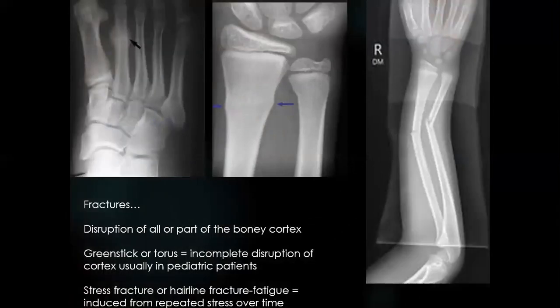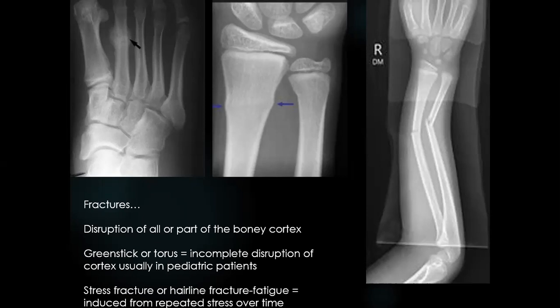So when we're looking at fractures, there's a whole bunch of different nomenclature for fractures, which you'll get more in depth with as time goes on. But for just the basic nomenclature here, we've got some different things that we want to talk about. So a fracture is defined as a disruption of all or part of the bony cortex. All right, so that's everything from the periosteum to the middle of that bone.